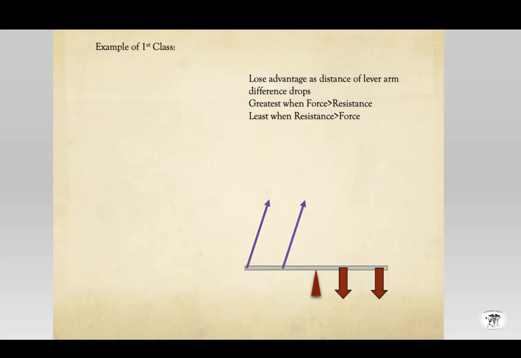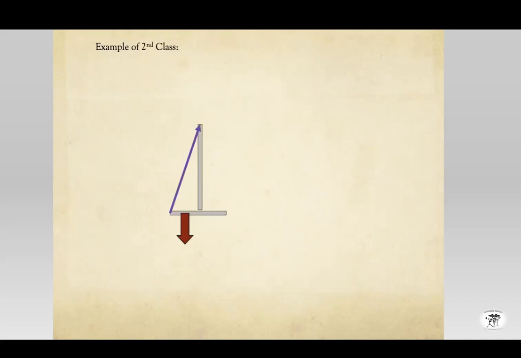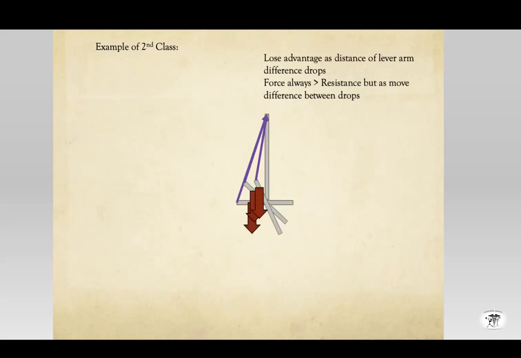So now let's take a look at the second class. In the second class lever, as I move through the motion, I start to lose mechanical advantage as the two force arms start to have an equal distance from the fulcrum based off of the vertical axis. And so as I move through the second class lever, I start to lose the mechanical advantage that I get as the difference between the two lines becomes shorter and shorter and shorter.